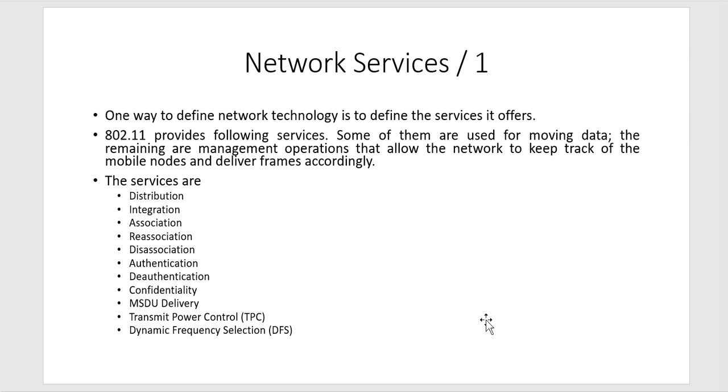Network services. So how can we define a network technology? We have to define the services it offers. So 802.11 provides many kinds of services. Some of them we use for moving data, and some are for management operations to allow the network to keep track of the mobile nodes, delivery of frames, etc. The services include: distribution, integration, association, reassociation, disassociation, authentication, deauthentication, confidentiality, MSDU delivery, transmit power control, dynamic frequency selection, etc.